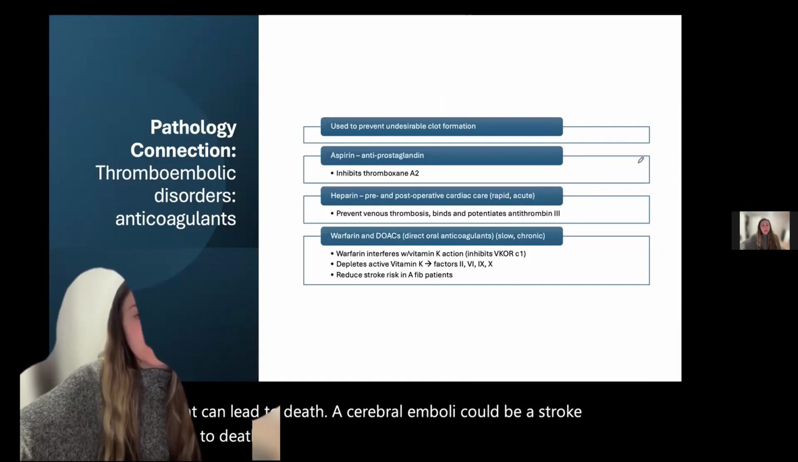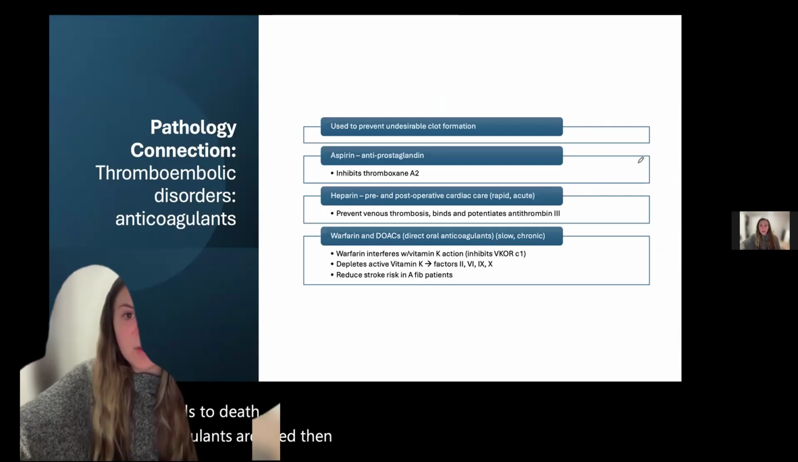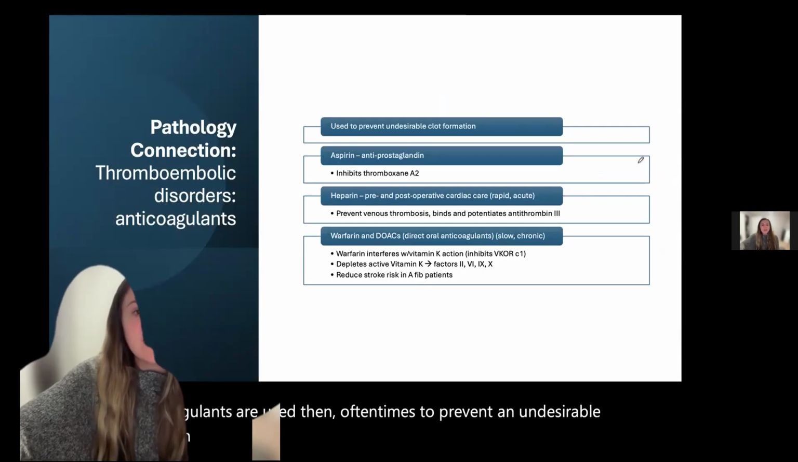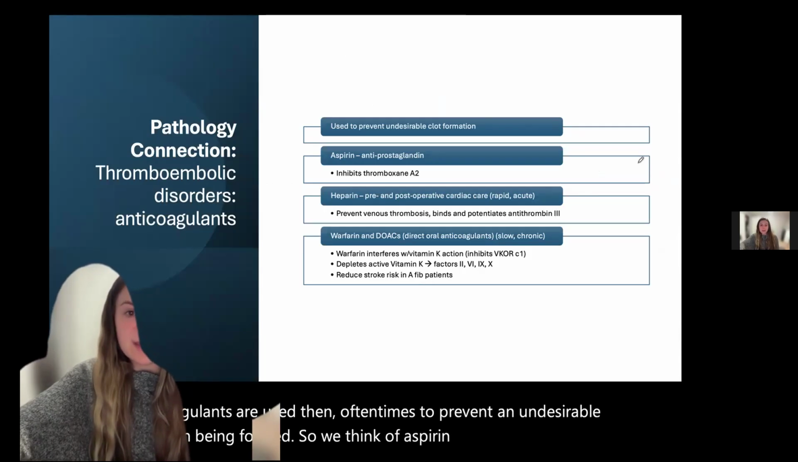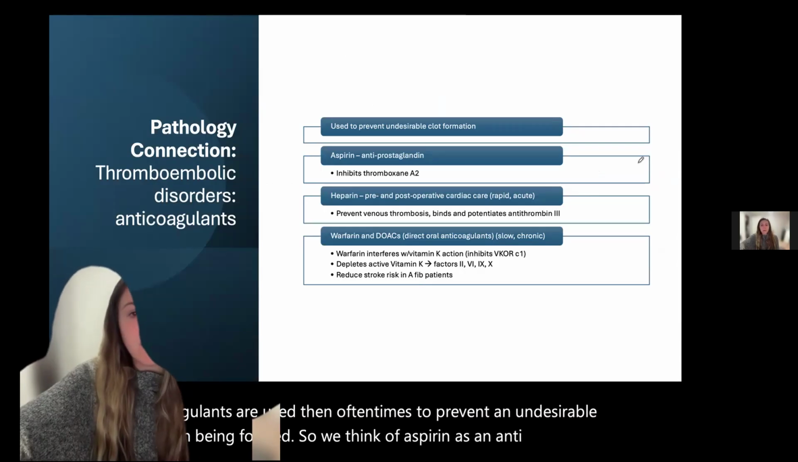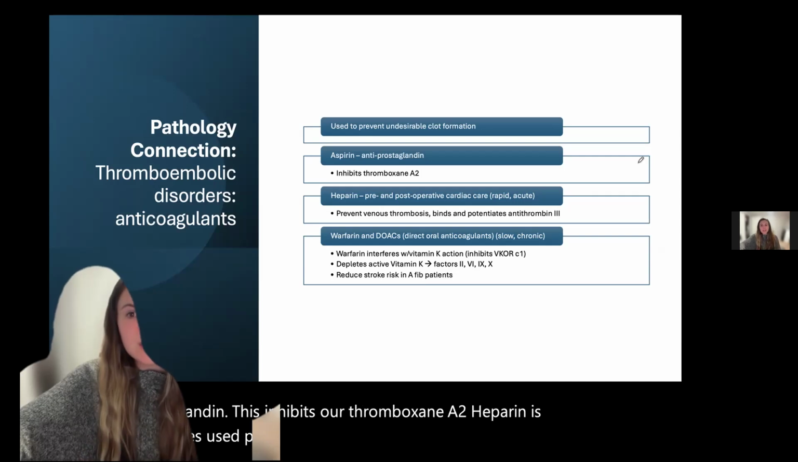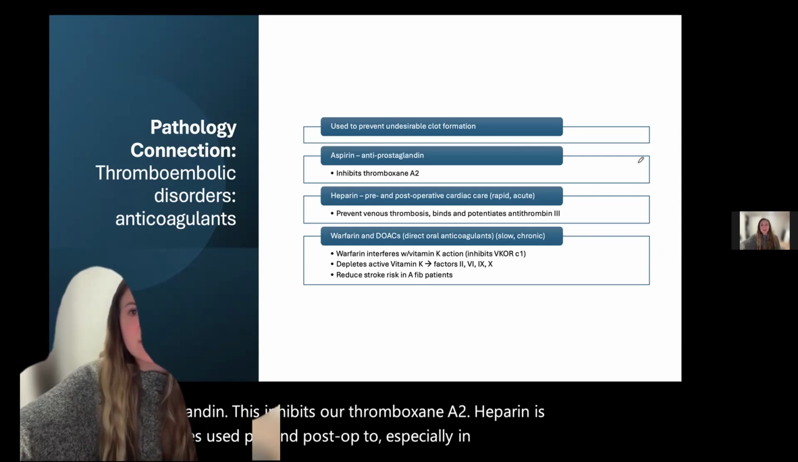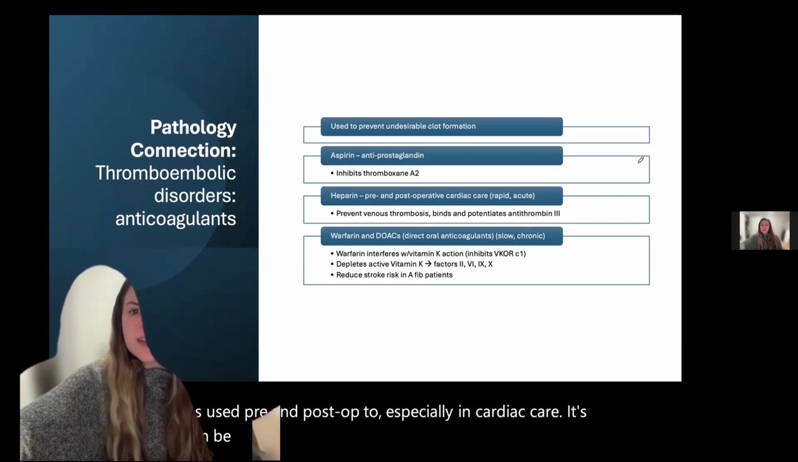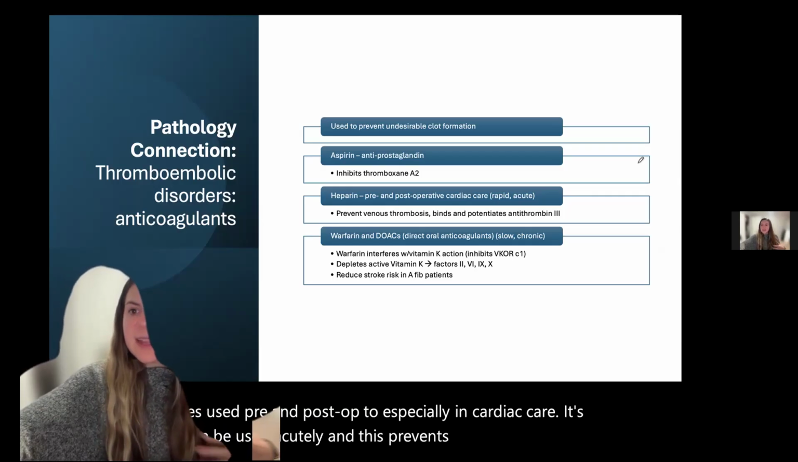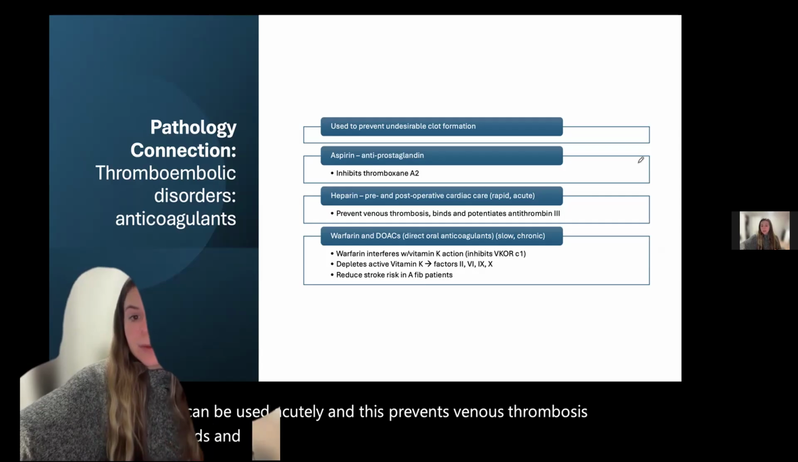Anticoagulants are used then oftentimes to prevent an undesirable clot from being formed. So we think of aspirin as an antiprostaglandin. This inhibits our thromboxane A2. Heparin is oftentimes used pre and post-op, especially in cardiac care. It's rapid, it can be used acutely, and this prevents venous thrombosis and it binds and can potentiate antithrombin 3.